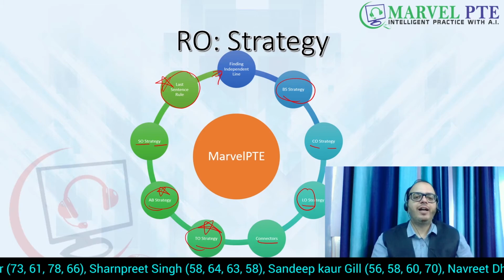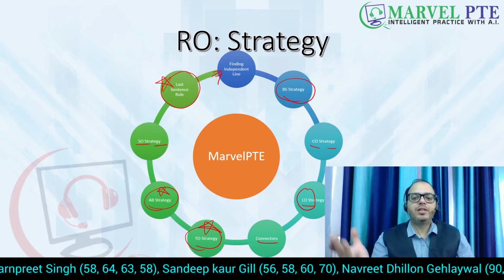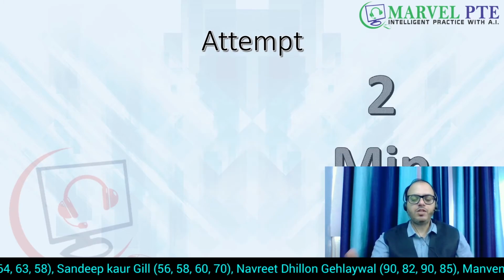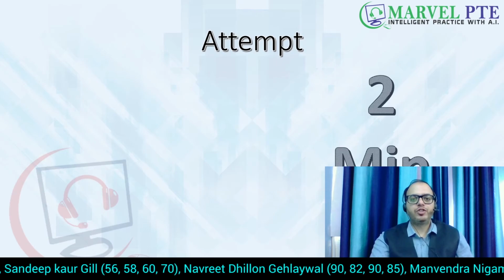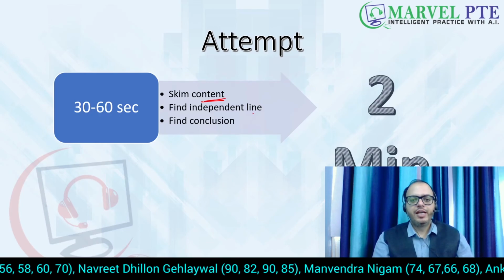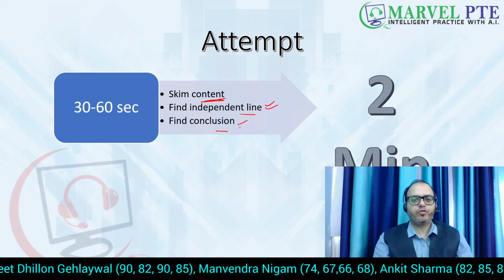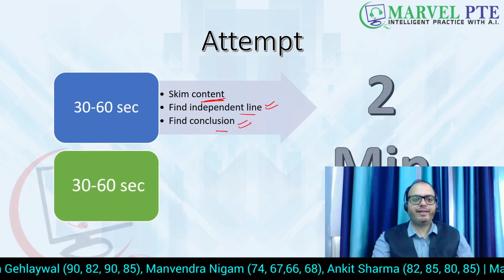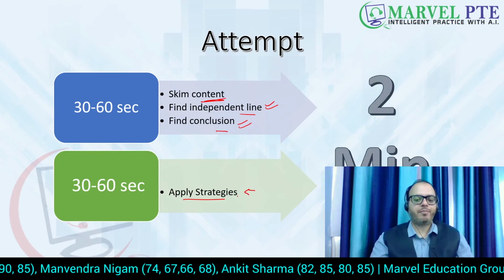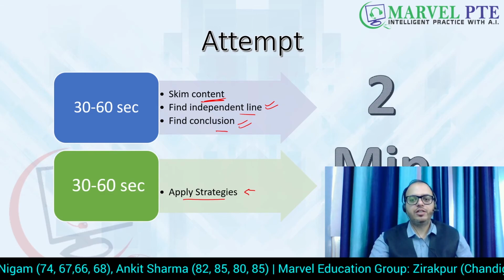So यही हैं कुछ strategies which you need to follow, and if you are able to follow them, you will be able to score, you will be able to solve your reorder paragraphs quickly. Always remember, you just have 2 minutes to solve. So in first 30 to 60 seconds, you have to skim the content. आपको independent line find करनी है, जैसे इस वाले paragraph में आपको मिल गई, and then you have to find a conclusion line also. And in next 30 to 60 seconds, do not forget to apply the strategies, make pairs. This is how you can easily solve your reorder paragraphs within 2 minutes.